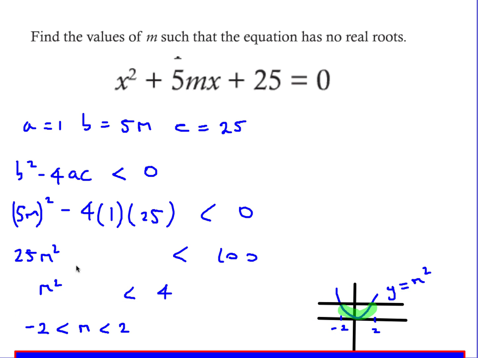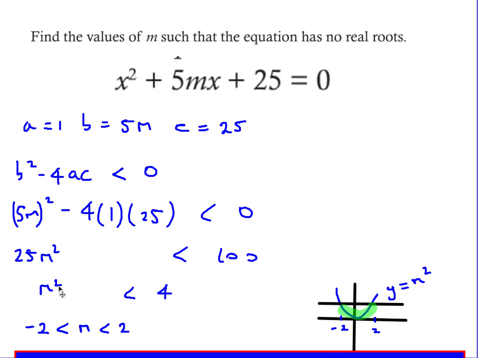I'm going to use the same method that I did before. Divide both sides by 25. I get m squared is less than 4. There's my graph of m squared. If I square root 4, I'm going to get either 2 or negative 2. So that gives me the two possible solutions here.